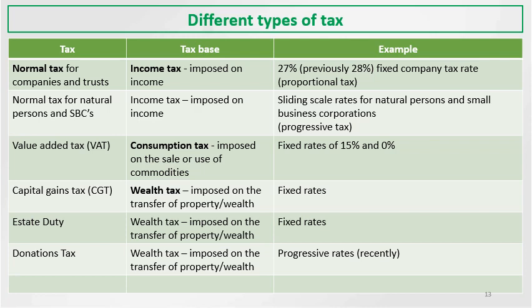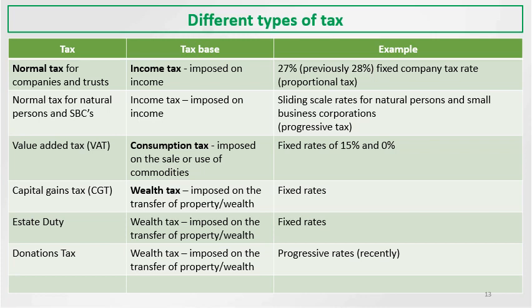Income tax is imposed on income. Consumption tax is imposed on the sale or the use of commodities, whereas a wealth tax is imposed on the transfer of property or wealth. And examples here are the normal tax rate for companies is currently 27%. It was previously 28%. Natural persons and small business corporations pay normal tax on sliding scales.